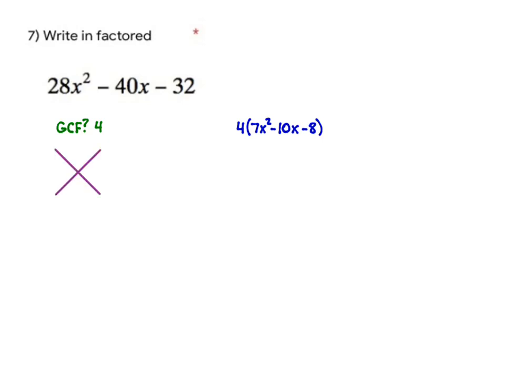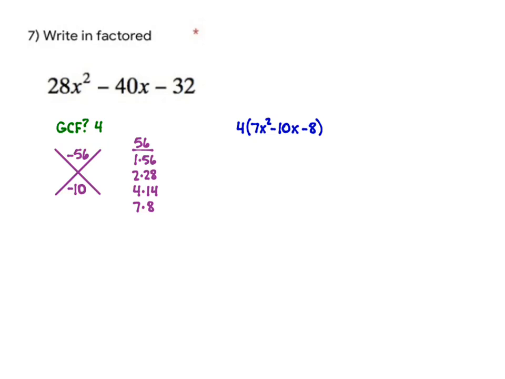So we're going to set up our x. Remember, a times c goes on top, so it's going to be 7 times negative 8, which is negative 56. And the b value is going to go on the bottom, so that's negative 10. We're going to list our factors of the 56. We end up with 1 times 56, 2 times 28, 4 times 14, and 7 times 8.